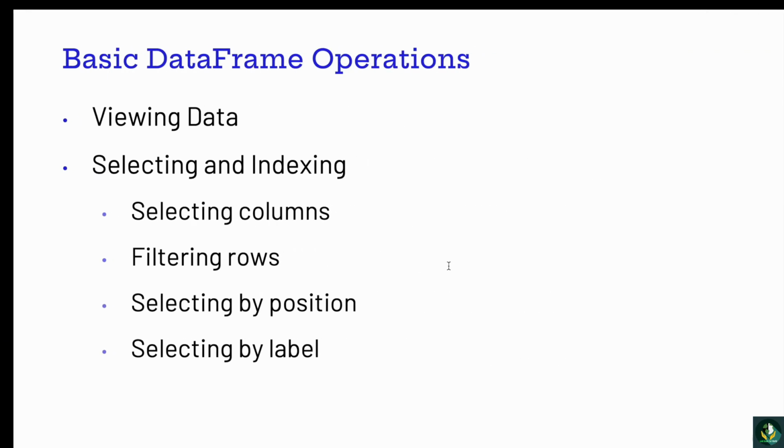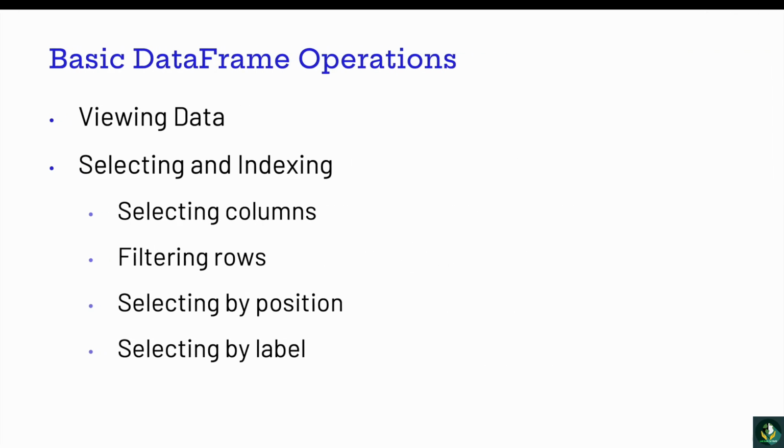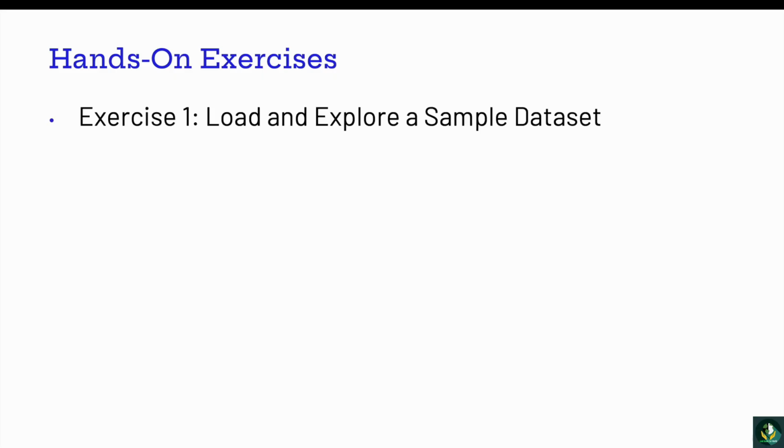So that kind of summarizes a lot of different basic data frame operations. Now we want to see them in action. So let's go into hands-on exercises. Our first exercise is to load and explore a sample data set. The objective here is to load a sample data set and explore its structure. We are going to get the iris data set from GitHub, and we are going to use pandas to load that CSV data set and print the first and the last few rows, summary information and statistics.